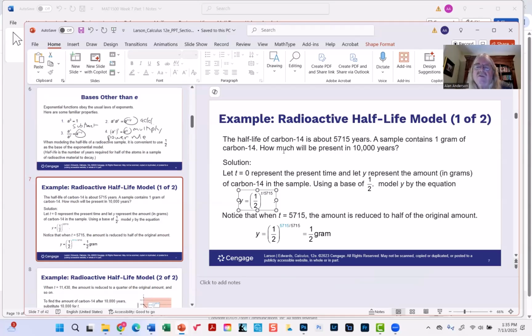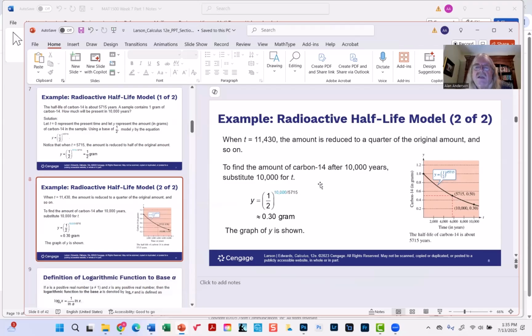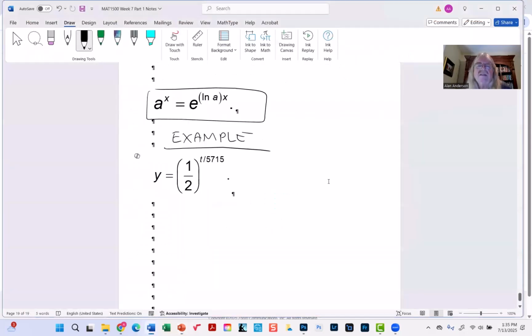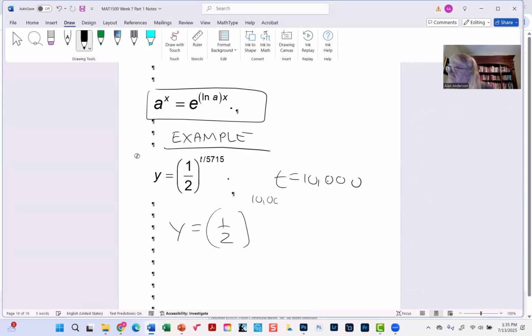So it's a very simple matter of replacing the T with 10,000. Wow, that was easy. Plug in T equals 10,000. Whatever that number is, that's what we're looking for. Now, clearly, it's going to be less than 1/2 because the exponent is more than 1. All right, let's see what it is.